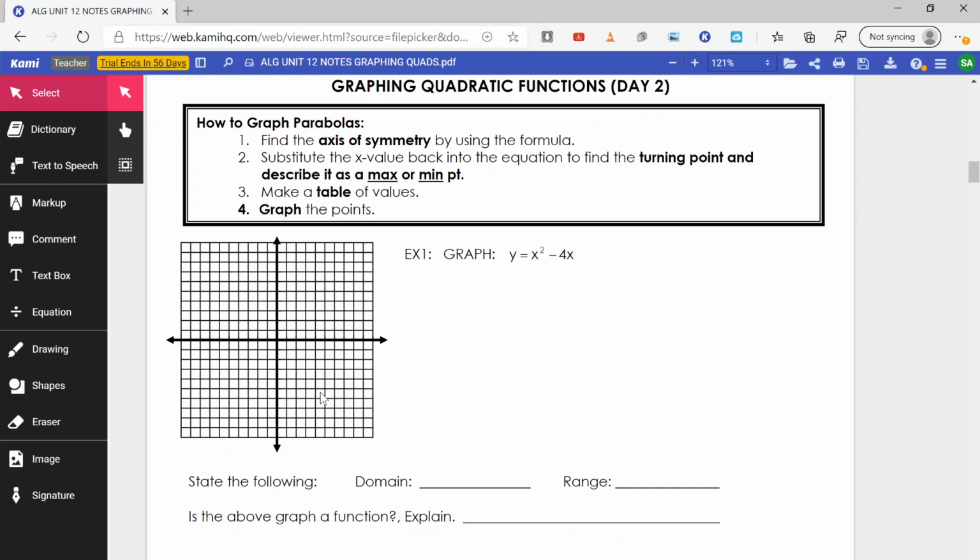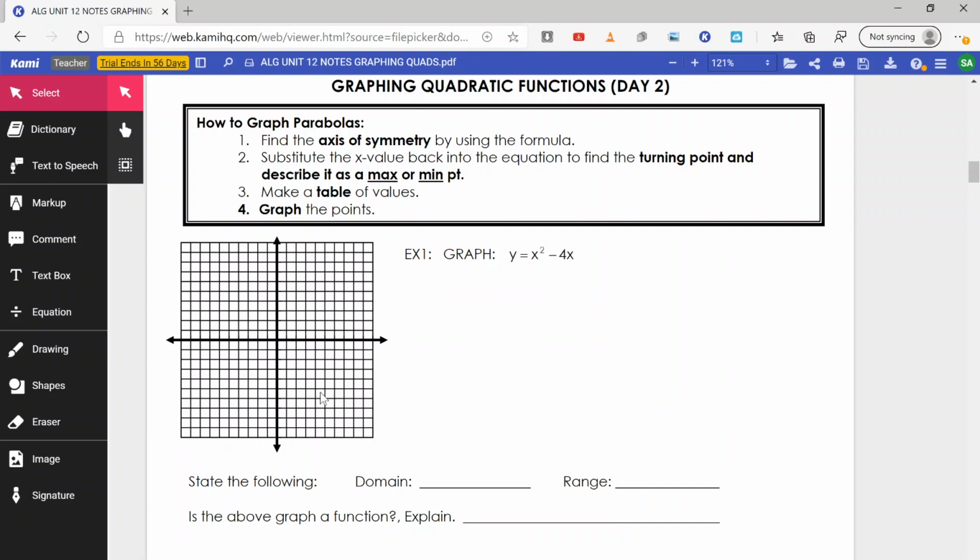Algebraically, what we have to do is use the axis of symmetry formula to find the x value of our turning point. We then plug that x value into the equation to find the y value of the turning point, and we determine if it's a maximum or a minimum. It's a maximum if the leading x squared is negative, and a minimum if x squared is positive. We make a table of values, plug in values around our turning point, and graph the points that we came up with.